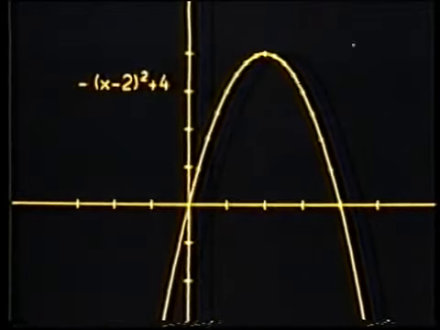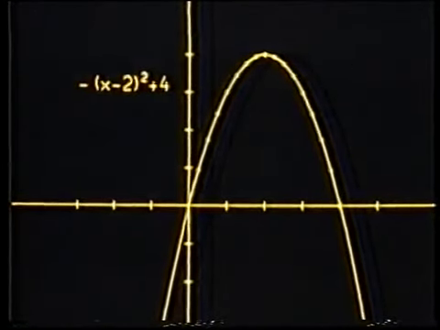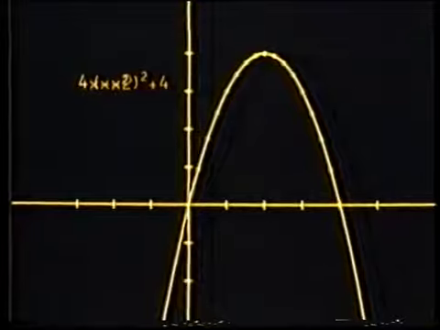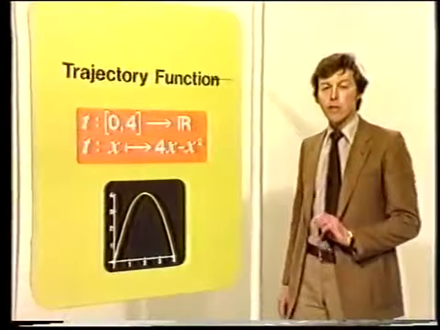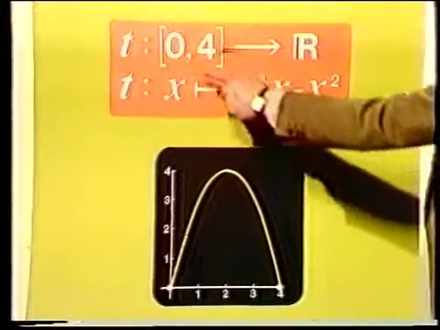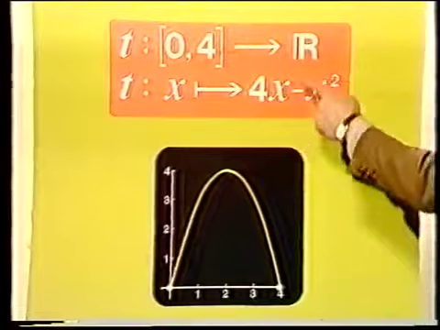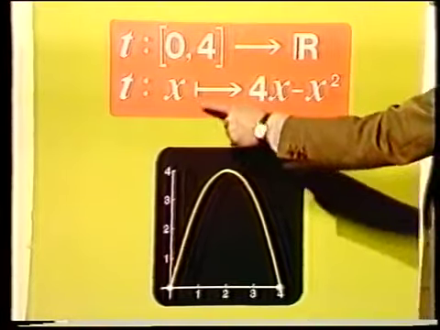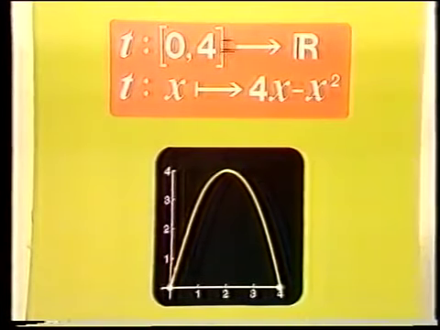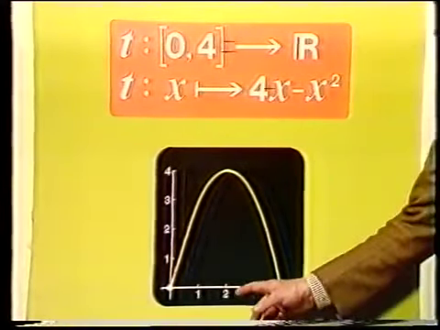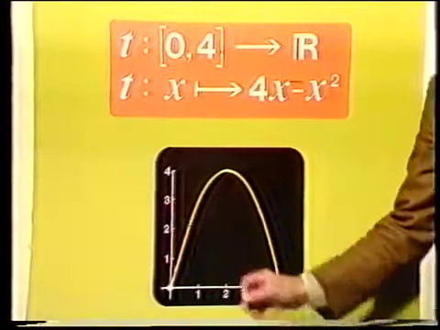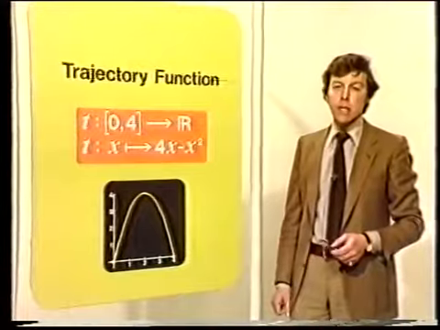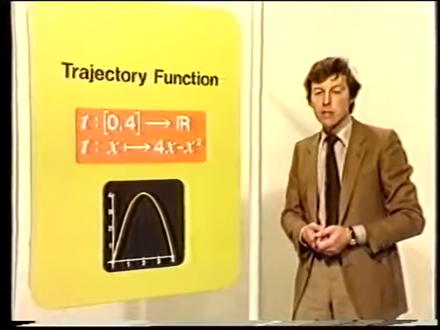And we've used this equation in the text. It can be rearranged to give 4x minus x squared. So now we've got a function for the trajectory. The domain's the interval 0, 4. Codomain, well, that's just R. And we've also got a rule. So we can choose any value in the domain, and the function will specify the height at that distance from the ballista.